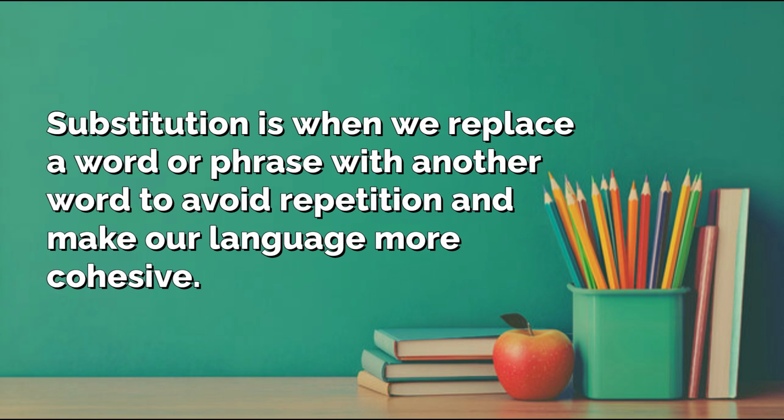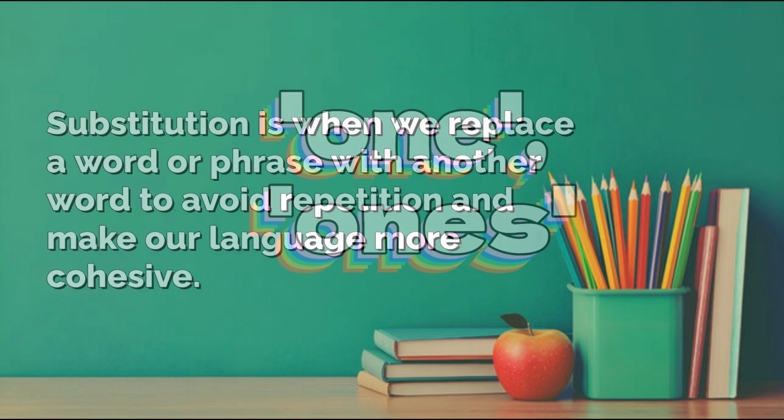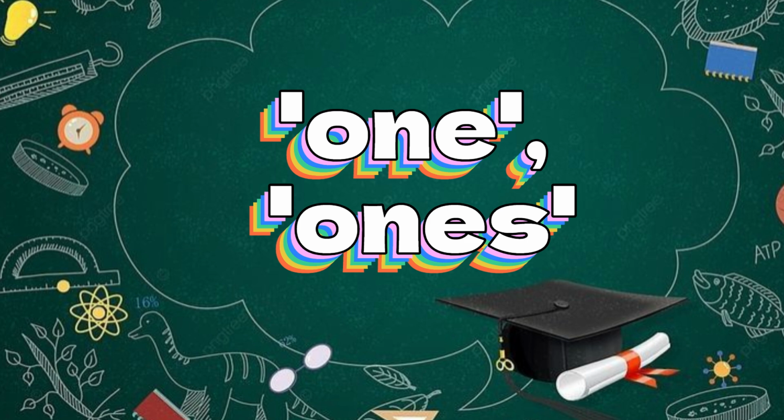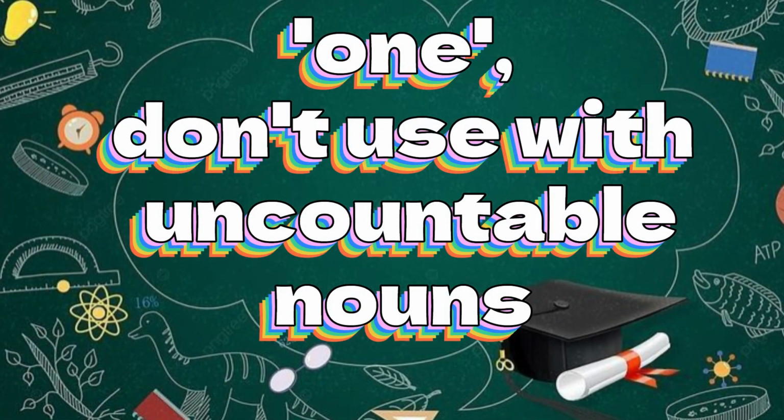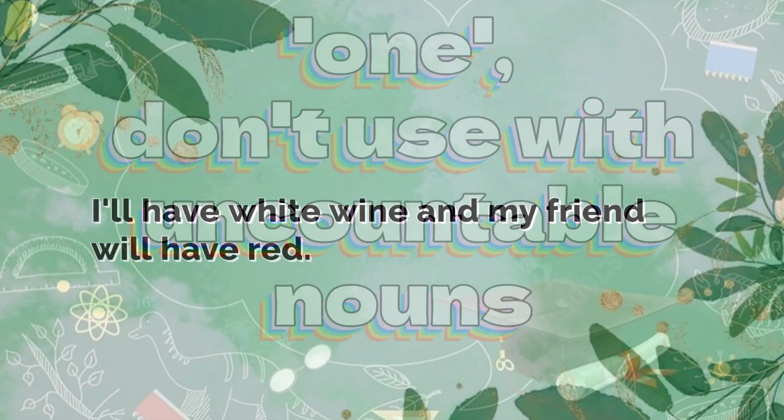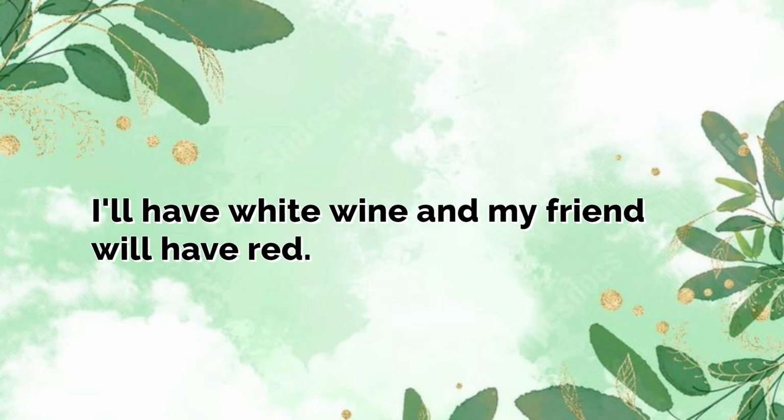As the name suggests, this is when we replace a word or phrase with another word to avoid repetition and make our language more cohesive. A common way to do this is by using one for singular countable nouns and ones for plural countable nouns. This is frequently seen in questions and answers. For example, "Have you got a jacket?" "No, I haven't got one." "What kind of cake do you want?" "A chocolate one, please." "What color trousers did you buy?" "Black ones." It's important to note that we don't use one with uncountable nouns. We often use ellipsis instead. For example, "I'll have white wine and my friend will have red."